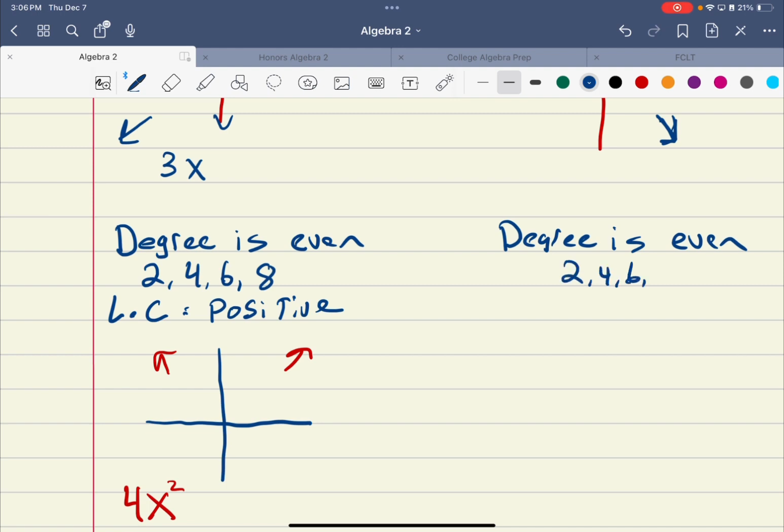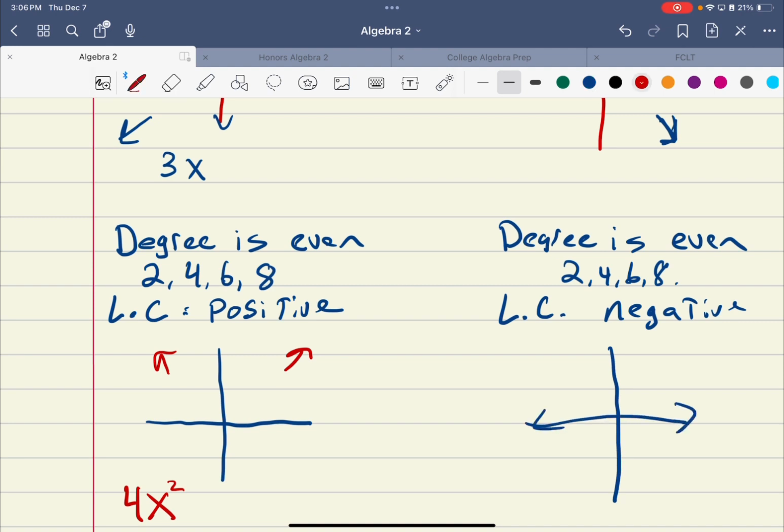If the degree is even, 2, 4, 6, 8, and the leading coefficient is negative, then our end behaviors are in 3 and 4. So something like negative 4x squared. We said what happens when that A value is negative? It flipped. It goes downhill. Right? It had a maximum point, had a maximum height.